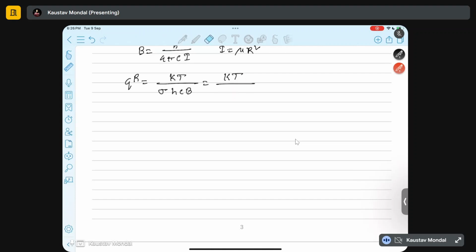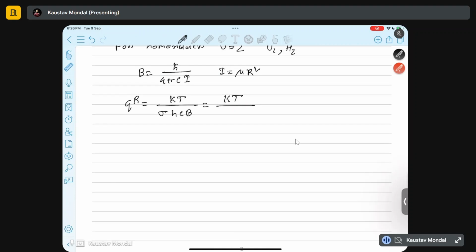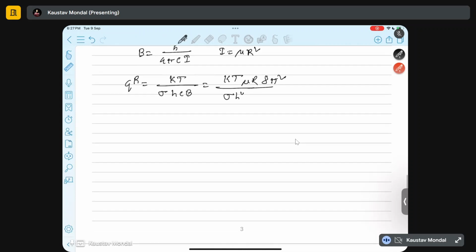Sorry, if you substitute h-bar, it would be h by 2 pi. So if you substitute that also inside the expression of B, then the expression will become sigma h square kT mu r square. There will be 2 pi multiplied by 4 pi, which becomes 8 pi square, right? This would be the expression of the rotational partition function.